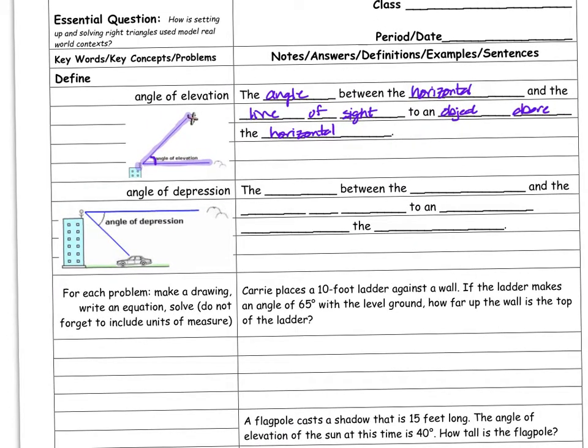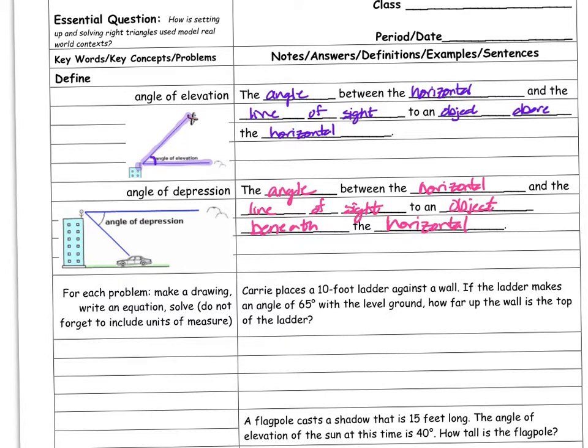Angle of depression is the angle, a very similar definition by the way, between the horizontal and the line of sight to an object beneath the horizontal. Okay, so beneath the horizontal.